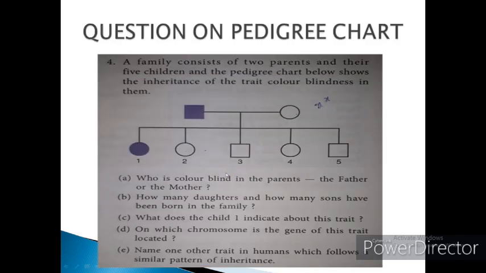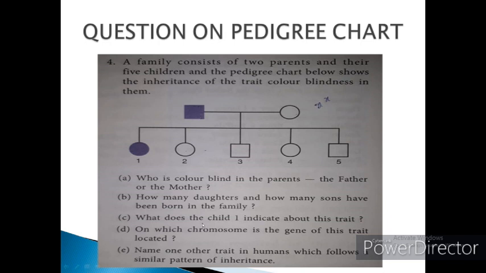So now we'll be talking about this. Here there is a question from the book. Now we will be discussing this answer. Who is blind in the parents, the father or the mother? So the answer will be, see, this is a solid box, so it is the father, so this is the affected one. So the father is affected.